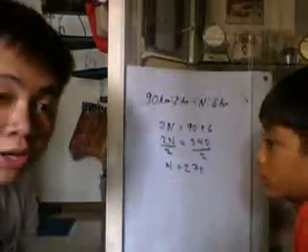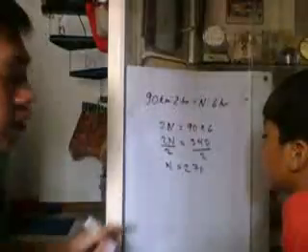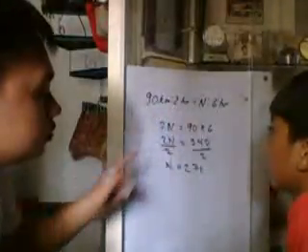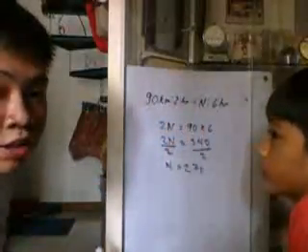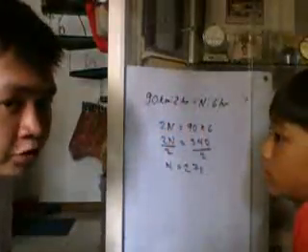To check if it is correct, substitute N here and then multiply. 270 times 2 is 540, and 90 times 6 is also 540. So our equation and our proportion are equal.